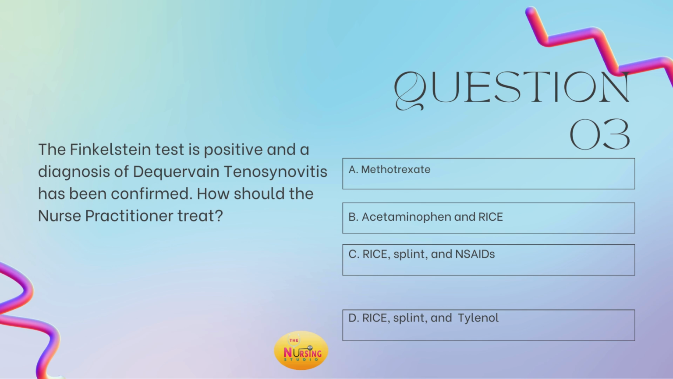All right, and lastly, question number 3. The Finkelstein test is positive and a diagnosis of de Quervain's tenosynovitis has been confirmed. How should the nurse practitioner treat? Is it A, prescribe methotrexate, B, acetaminophen and RICE, C, RICE, splint, and NSAIDs, or D, RICE, splint, and Tylenol?